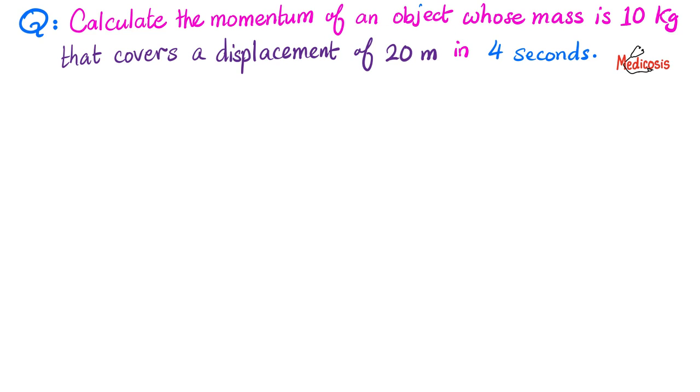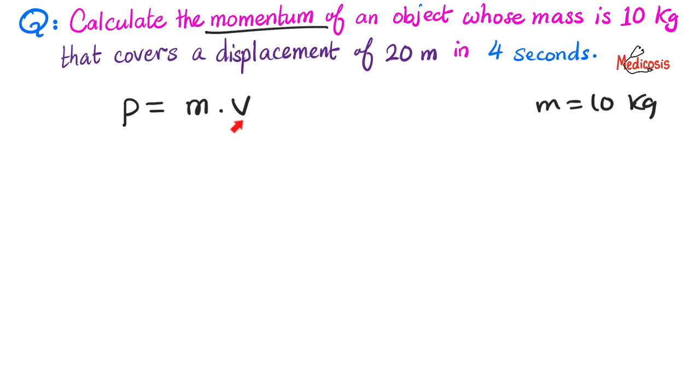Here is a problem for you. Calculate the momentum of an object whose mass is 10 kilograms that covers a displacement of 20 meters in 4 seconds. Please pause and try to solve this yourself. What do they want? They want momentum, and momentum equals mass times velocity. Do I have the mass? Yes, indeed, the mass is 10 kilograms. This is what I know. What else do I know?